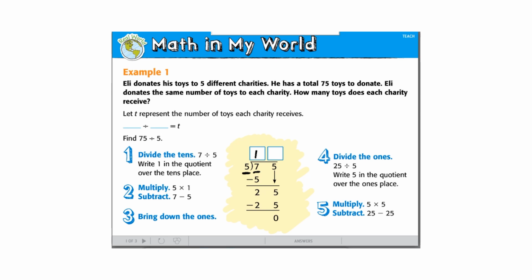Now we bring down the 5. So now it's 5 into 25, which fits equally 5 times. 5 times 5 is 25, and then you get 0 down there as your remainder. Right, 15 remainder 0. So that means each charity would receive 15 toys.